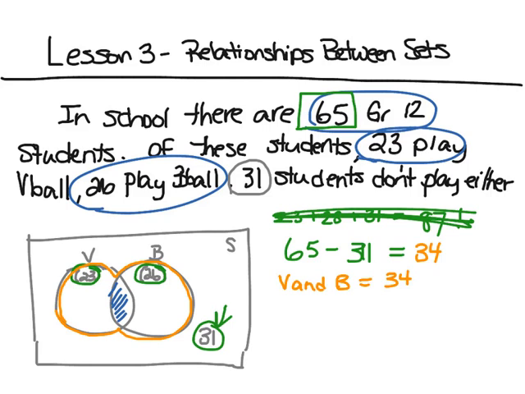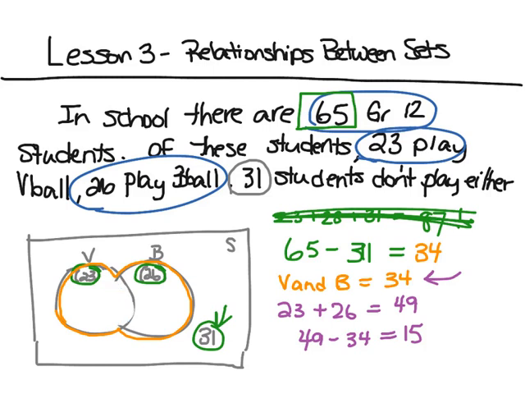Now we know that there's 23 in volleyball plus 26 in basketball, which is 49 kids altogether. But we know there's only 34 kids altogether. So we take 49 and subtract 34 to figure out the difference. The difference is 15. So those 15 kids end up being our kids who play both sports. So the difference between V and B added together and the whole circle is 15, which is our intersection.